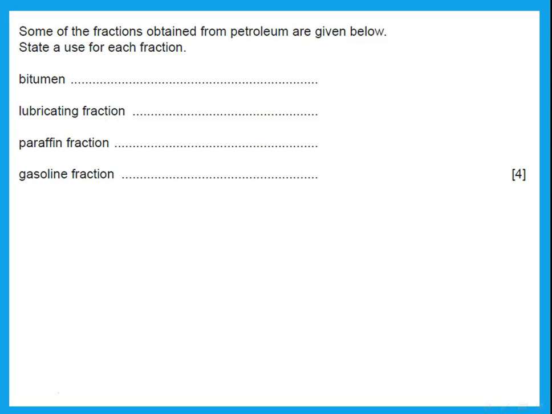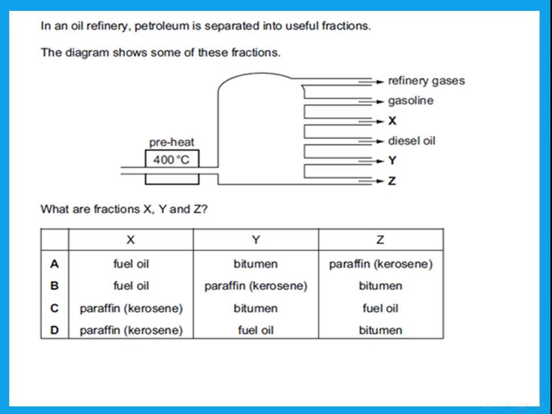Okay, some of the fractions obtained from petroleum are given, and he's saying state a use, and you need to memorize the uses of these things. Butane, we said we use for road making. What do we use lubricating fraction for? Waxes and polishes. Paraffin, fuel for jets. Gasoline, fuel for cars. Don't just say for jets, for cars. No, you have to say it is a fuel for jets. It's a fuel for cars.